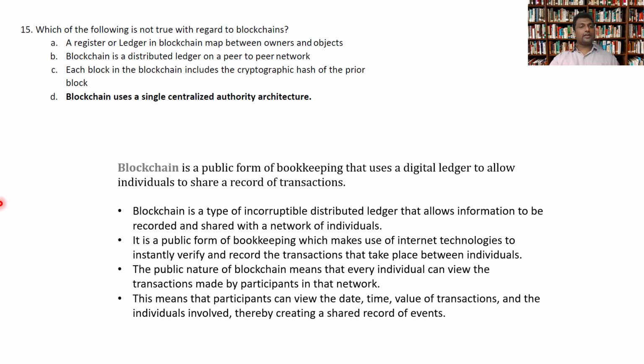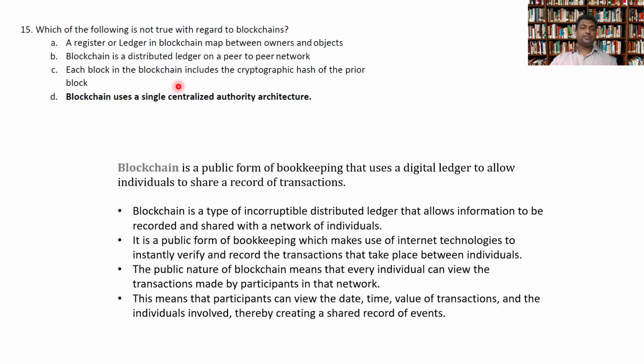So let's look at the 4 answers. A register or a ledger in blockchain maps between owners and objects. Yes, that is what we discussed now. Correct. Blockchain is a distributed ledger on a peer-to-peer network. Correct. So these are between the people who are using it, and this is a distributed ledger. This is not central to one person or organization.